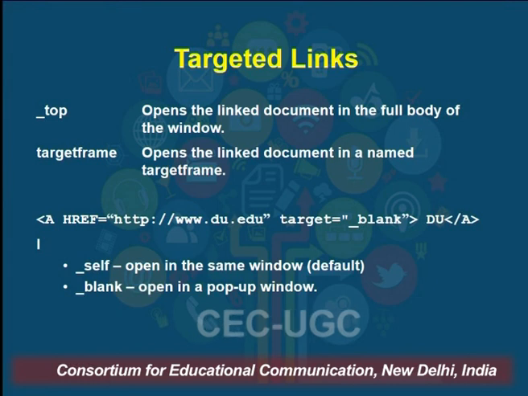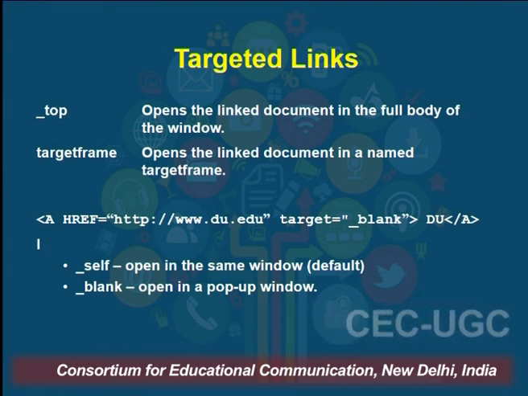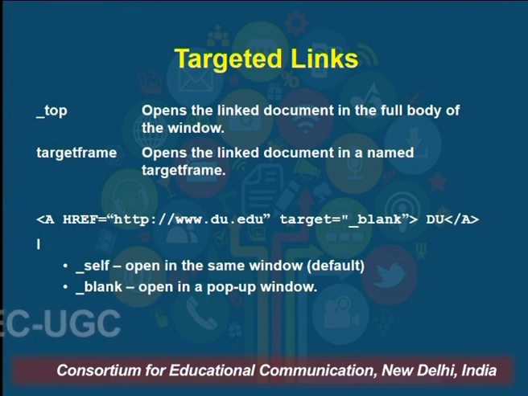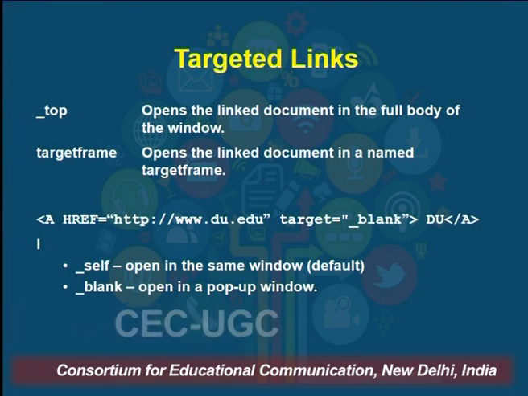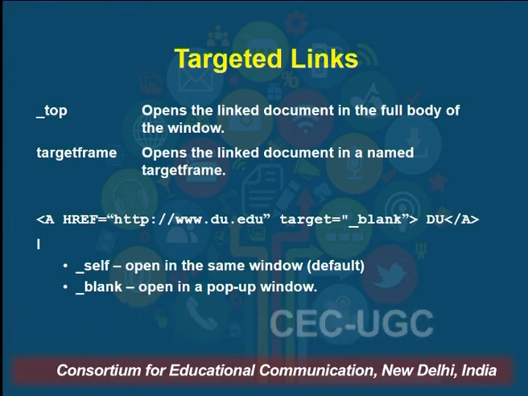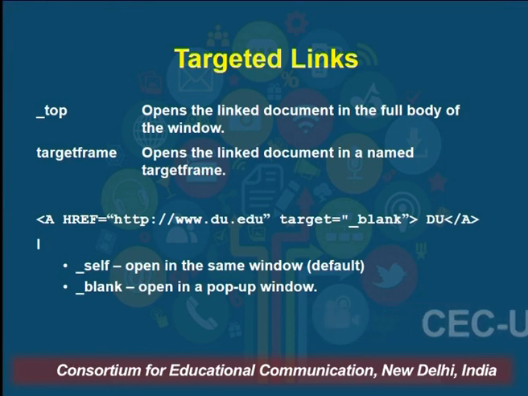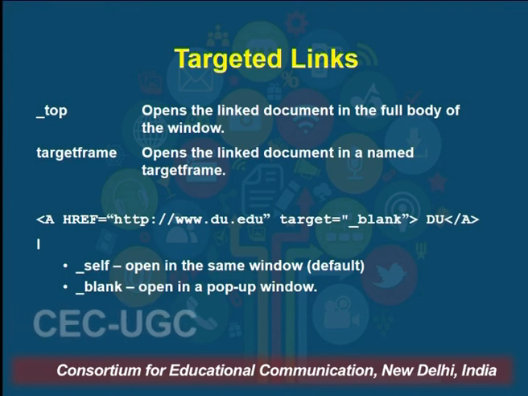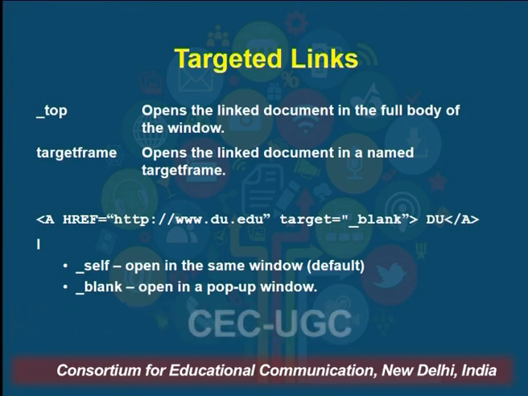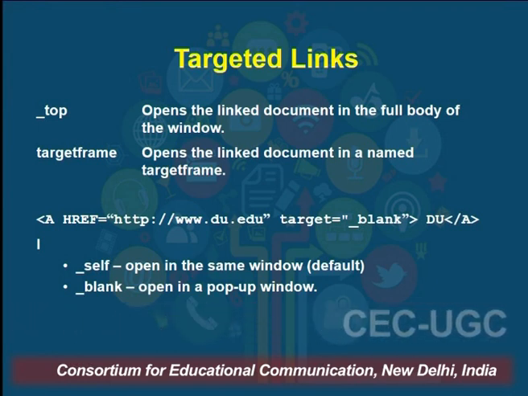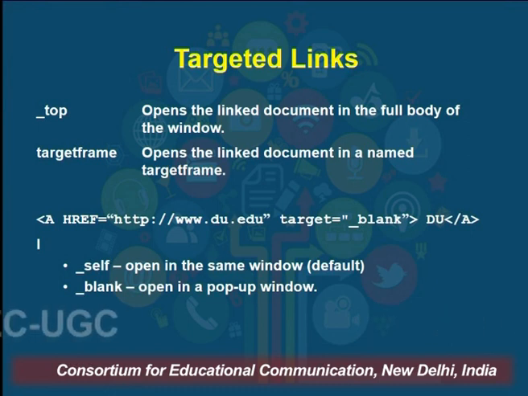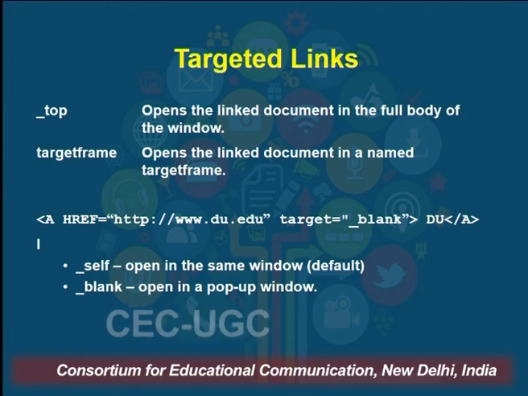Okay, you can give target is equal to underscore top. Underscore top means that the linked document will open in the full body of the window, or you can also specify a name of the frame where you want the linked document to be opening. So you can write target is equal to, say, frame 1, where frame 1 is the name of the frame in which you want the linked file to open.